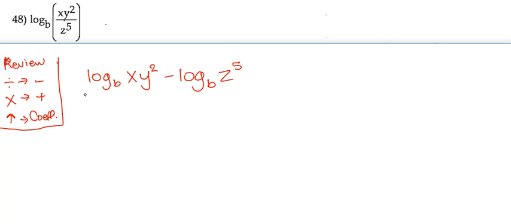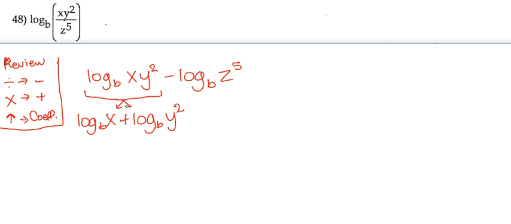Now let's take a look at this first log that we have here and try to expand just that log. Inside of the log, we have x times y squared. Notice that the square is only affecting the y. It's not affecting the x and the y. It's just affecting the y. So therefore, the two factors we have here are x and y squared. So this is multiplication, which we can turn into addition between two logs. So this is going to turn into log base b of x plus log base b of y squared.